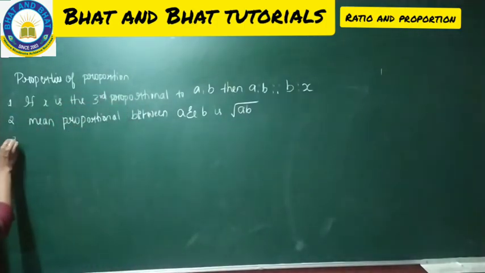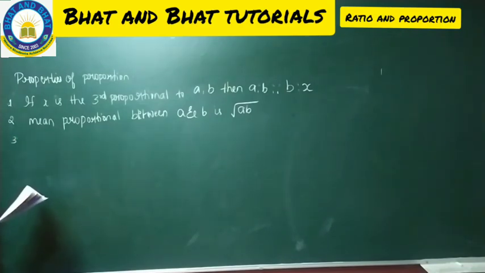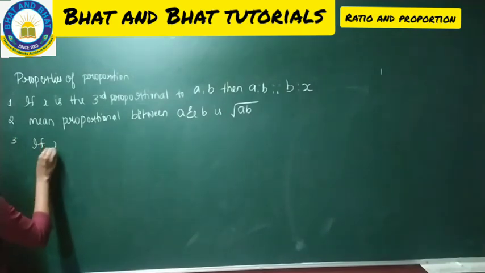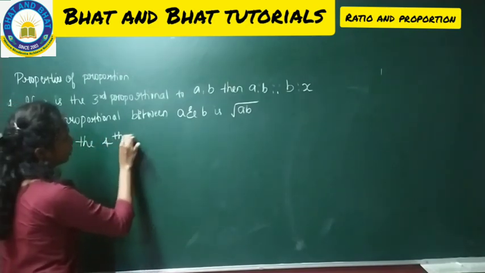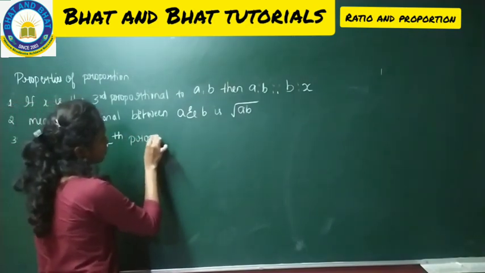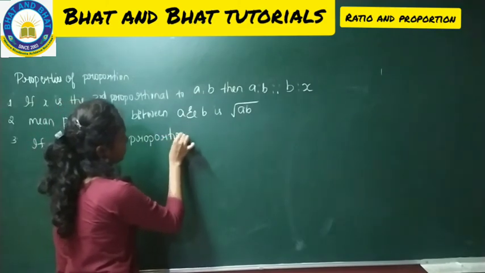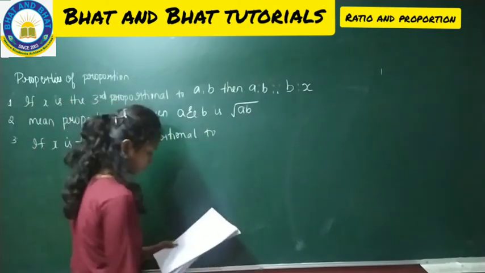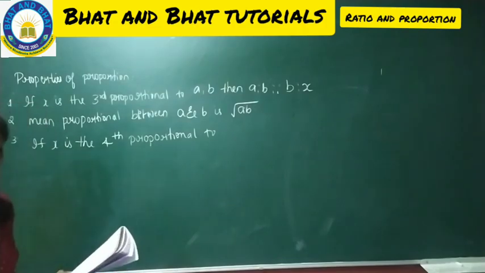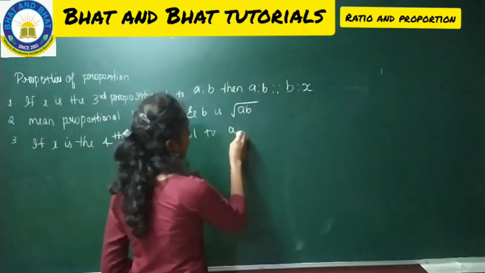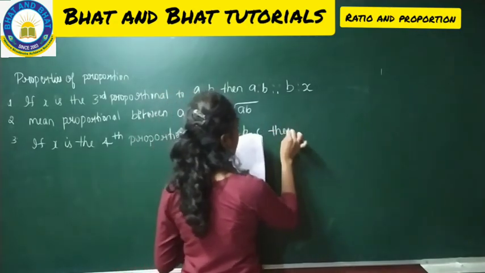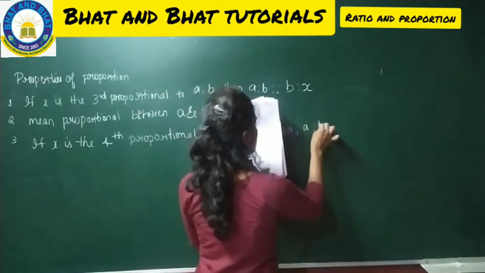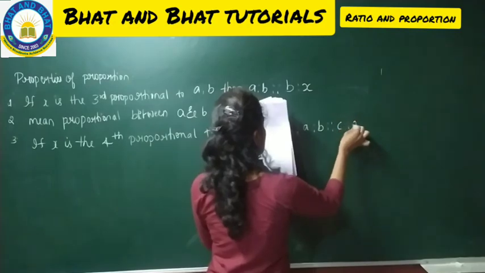The third point: if x is the fourth proportional to a, b, c, then a is to b double colon c is to x.